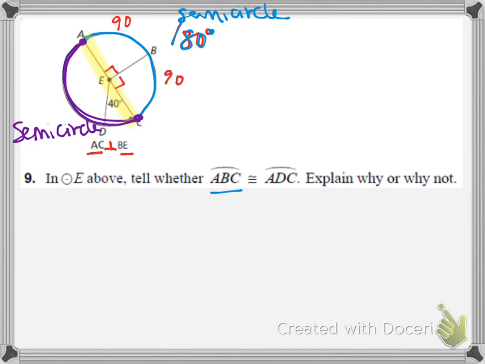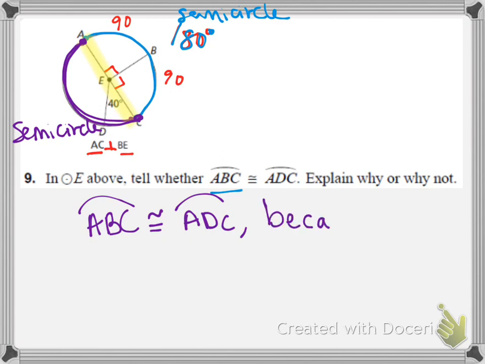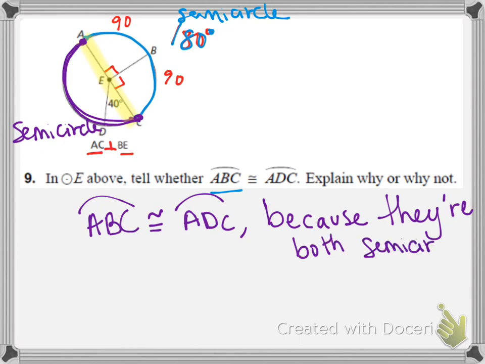So explain why or why not. I would say arc ABC is congruent to arc ADC, and that is because they are both semicircles. And that's it. So we told them, yes, they are congruent, and then explain why, because they are both semicircles.